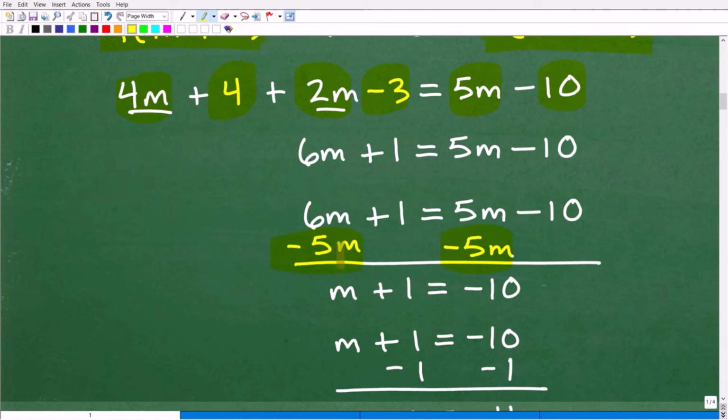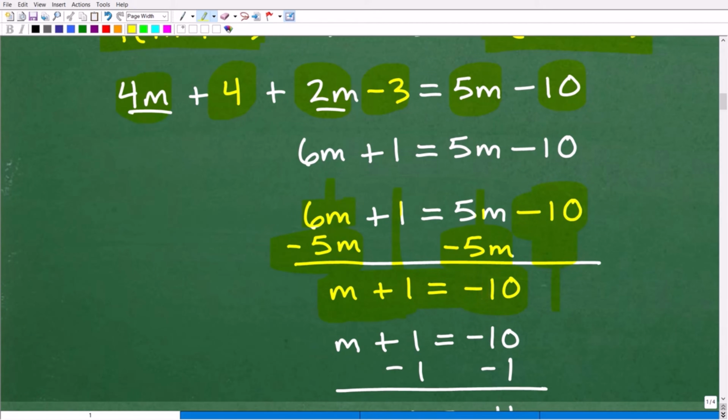Okay, so I want to subtract 5m from both sides of the equation. So 6m minus 5m is m. You work it down in a column format. So 6m minus 5m is m. 1 plus nothing is just 1. So we got m plus 1 on the left-hand side. 5m minus 5m is 0. That goes away. So I'm left with negative 10 plus 0, which is just negative 10.